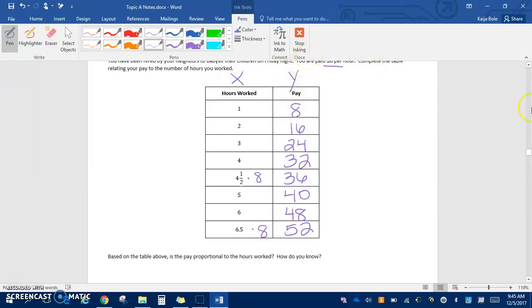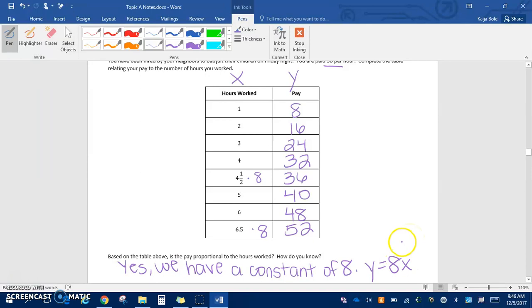So then it says, based on the table above, is the pay proportional to the hours worked? How do you know? And we know that we multiplied by 8 every time, so we could say yes. We have a constant of 8. So then our equation would be y equals 8x.